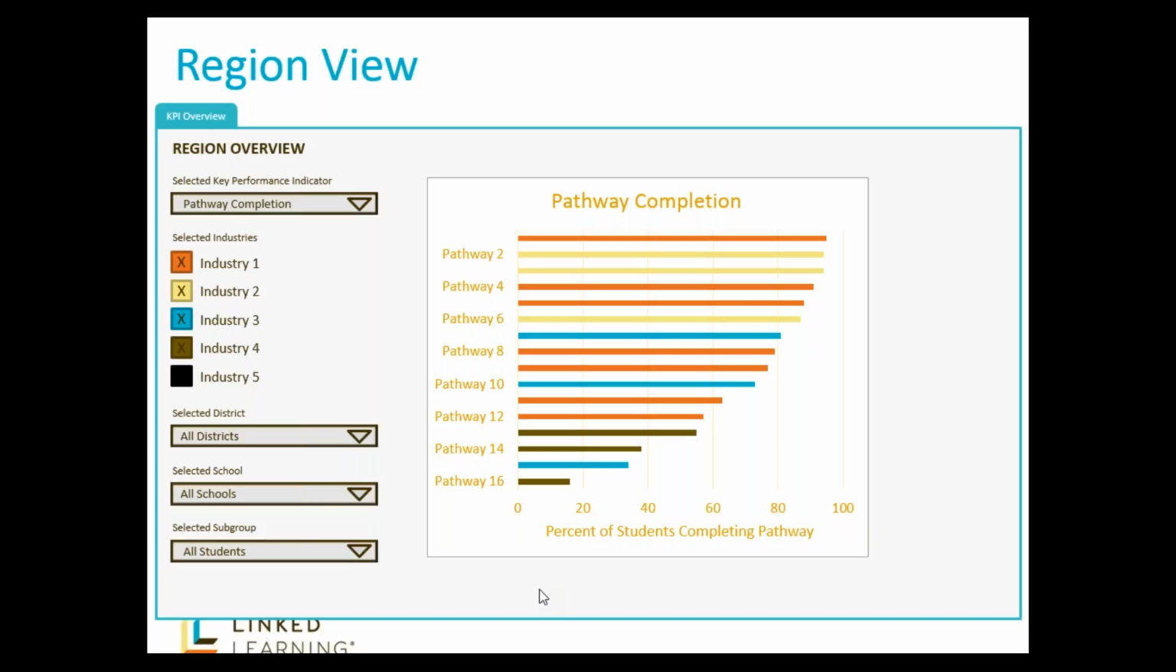So one of the things that Alex had mentioned earlier is that we want to make sure that this is regional so that we can get a sense of what other schools and other districts within your region might be seeing with their pathway data as well.